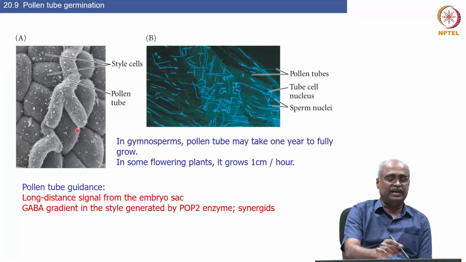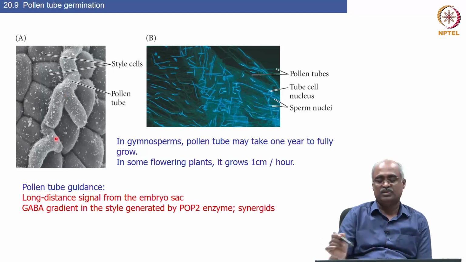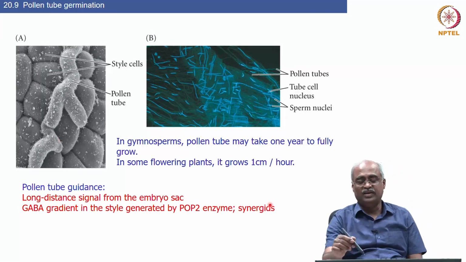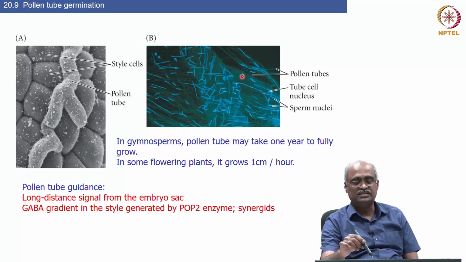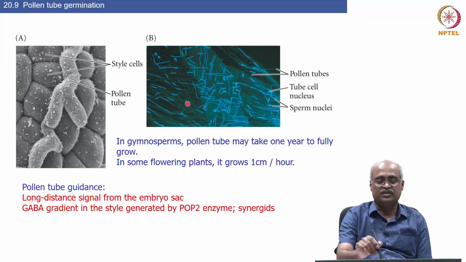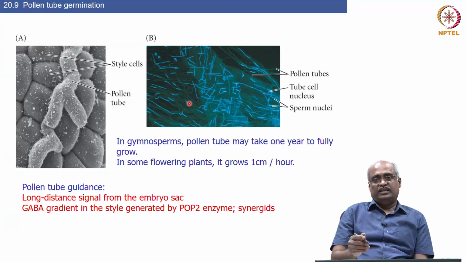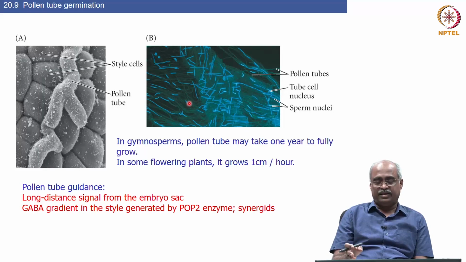So this is a scanning electron micrograph showing the style cells here, and this is the pollen tube that is coming down. Okay. And here you have the nuclei nicely stained with the DNA binding dye DAPI, and you can see the pollen tube cells here, and the elongated structures of the sperm nuclei you can see here. Therefore they grow in angiosperms particularly, they grow very rapidly.